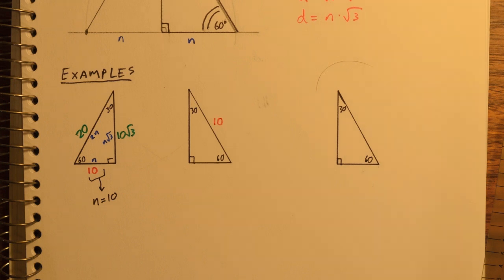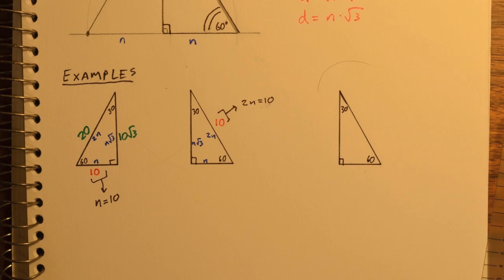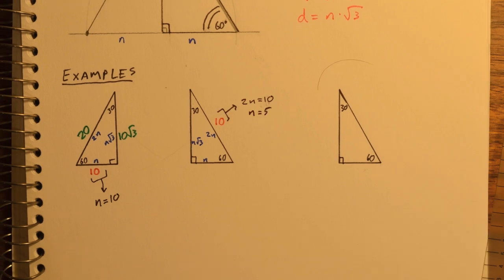The second example, what if the hypotenuse is equal to 10? Well, the hypotenuse is the 2n side of that triangle. So we have n, 2n, and n root 3. Since 2n is equal to 10, we know that n is equal to 5. And so therefore, the short leg is 5, the long leg is 5 root 3.